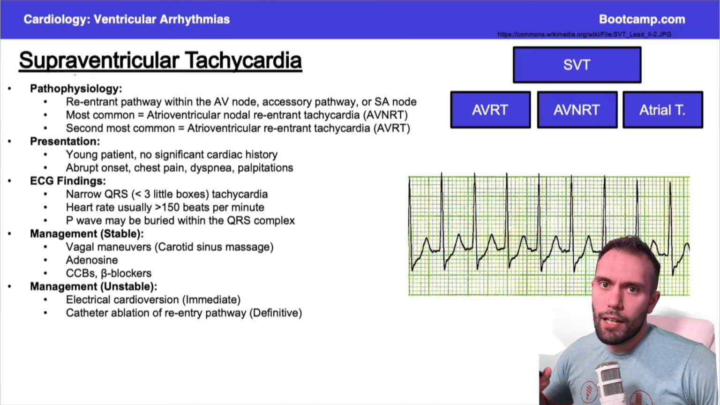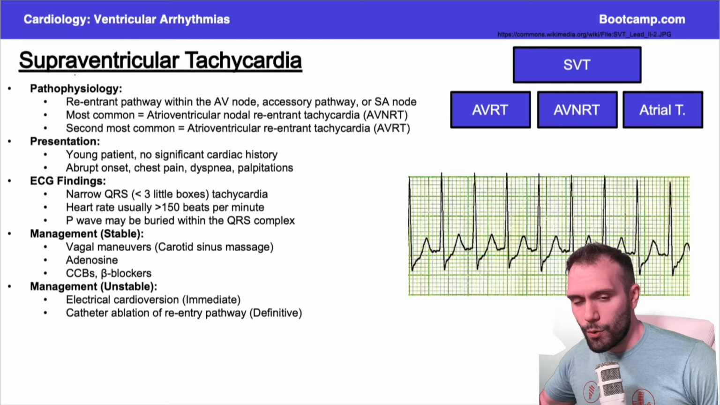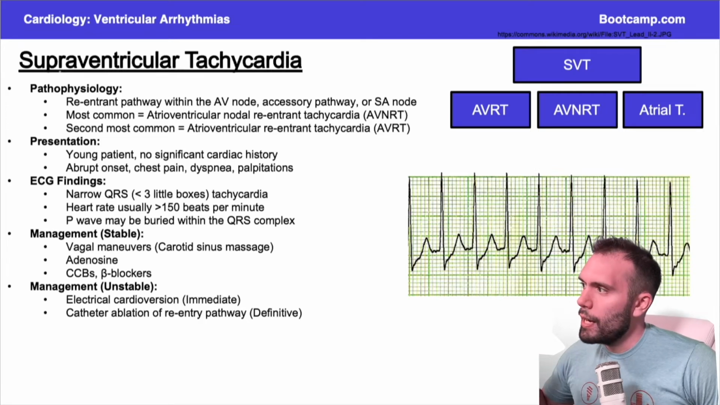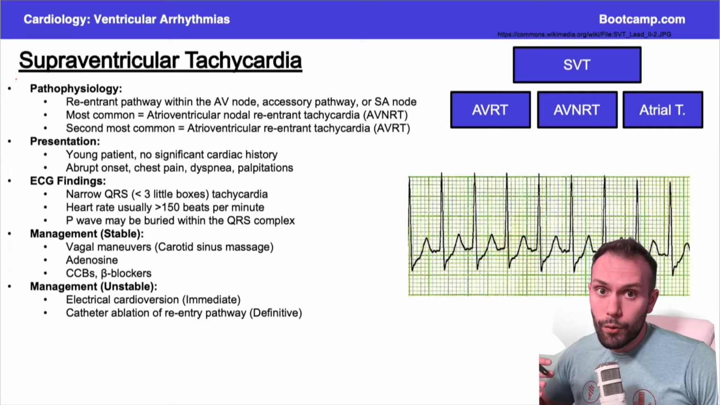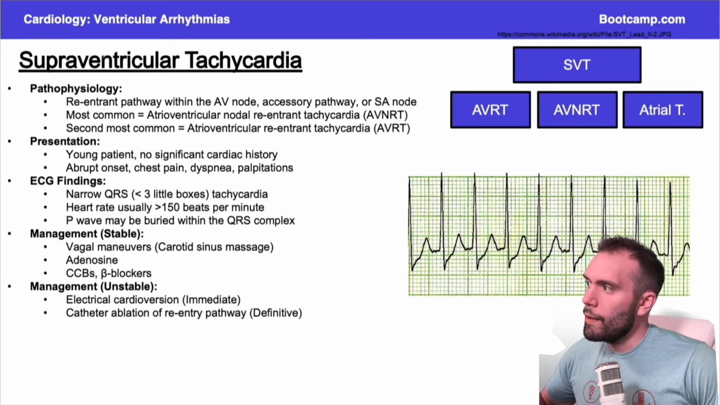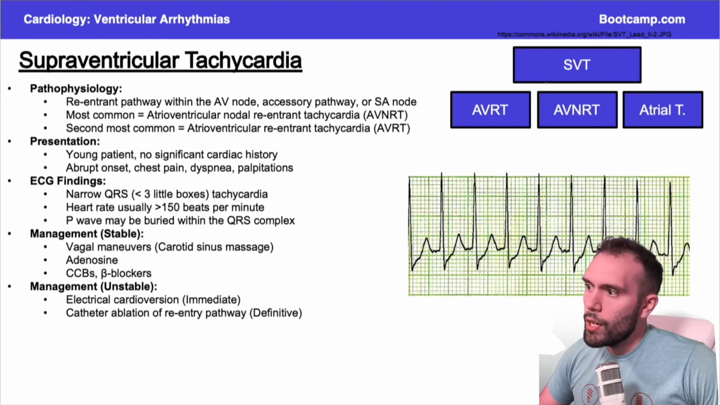So we talked a lot about atrial arrhythmias. We talked about atrial fibrillation, we talked about atrial flutter, but what about supraventricular tachycardia? Now this really isn't a ventricular tachycardia, it's a supraventricular tachycardia, meaning it usually arises above the ventricle somewhere. So typically either somewhere in the atria or in the AV node. So when you're thinking about supraventricular tachycardia, we're really talking about three major categories. We're talking about atrioventricular re-entry tachycardia, atrioventricular nodal re-entry tachycardia, and atrial tachycardia.